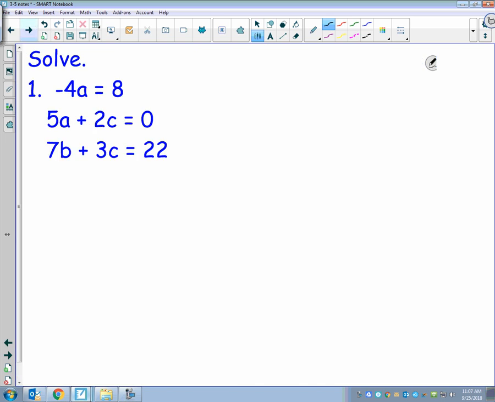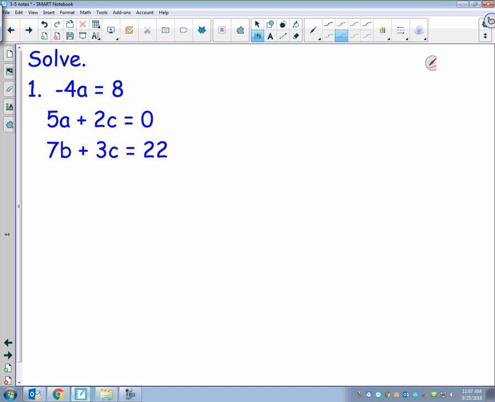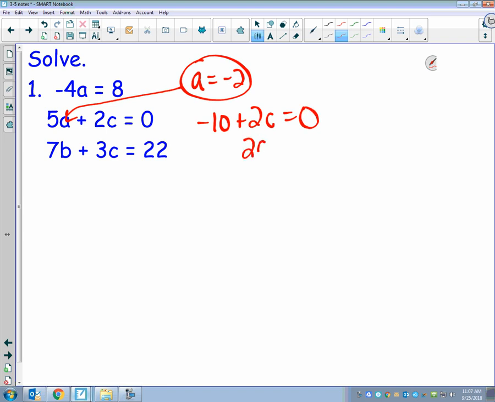So we're going to start with a nice easy one. Although this has 3 letters, a, b, and c, each equation doesn't have all 3 letters in it. And so we could start really easily on this one, right, that you could just solve the first one. You could just say, well, a equals -2. And if a equals -2, I can just do some substitution and plug that in here. So that would be -10 plus 2c equals 0. So 2c equals 10 and c equals 5.